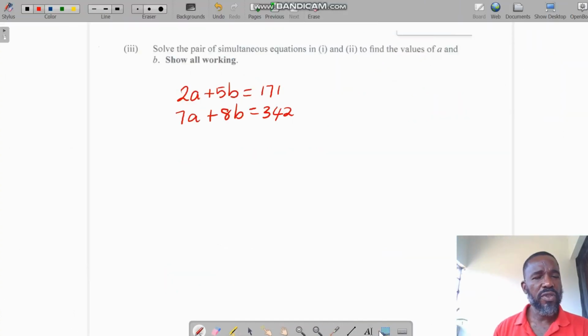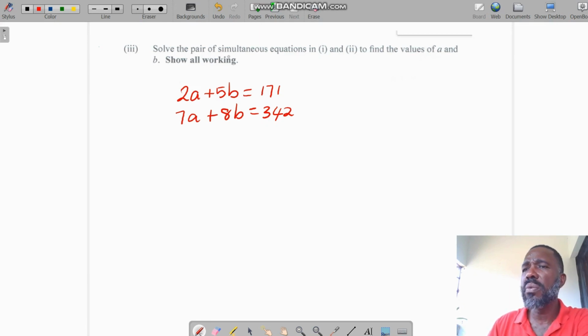Of the 2014 paper, part C, part 3. It says solve the pair of simultaneous equations in 1 and 2 to find the values of A and B, showing all working. Now, what we had established earlier is that 2a plus 5b is equal to 171, and we also established that 7a plus 8b is equal to 342 from sections 1 and 2 previously.